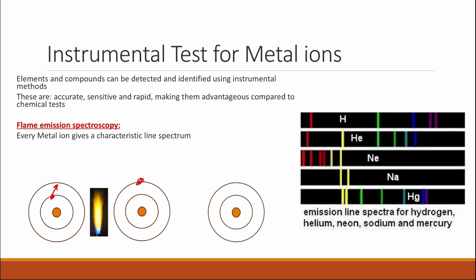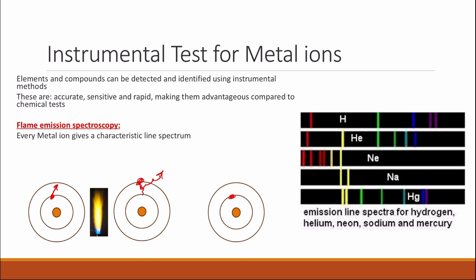Then these electrons are going to lose this energy, and they will go back to their normal energy level. They're going to lose the energy in the form of light. This light can be passed through a spectroscope, which can analyze it and give you the respective wavelengths of these lights, and that will generate the line spectrum specific for each element.